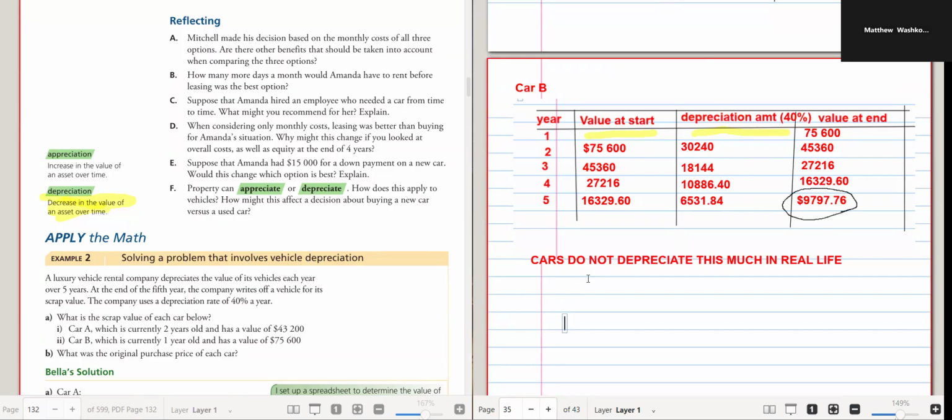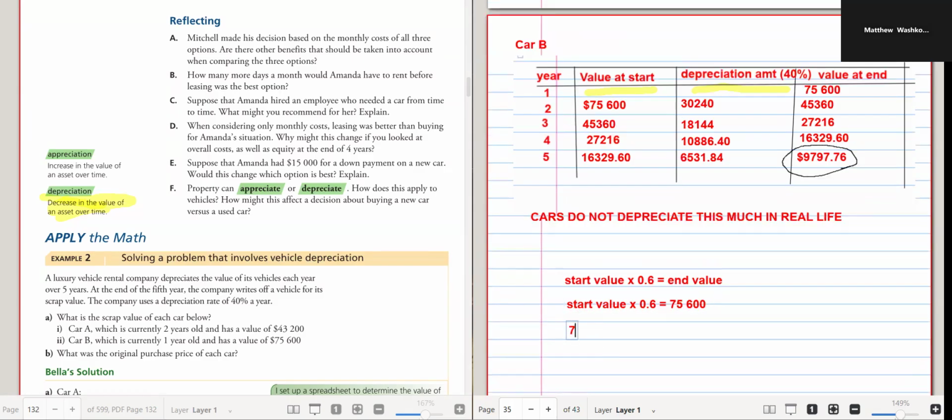So I took the new car price times 0.6 gives me the end value, right? So start value times 0.6 is equal to the end value. I know what the end value is. In this case, it was $75,600. So if I take $75,600 and I divide that by 0.6, where am I getting divide from?